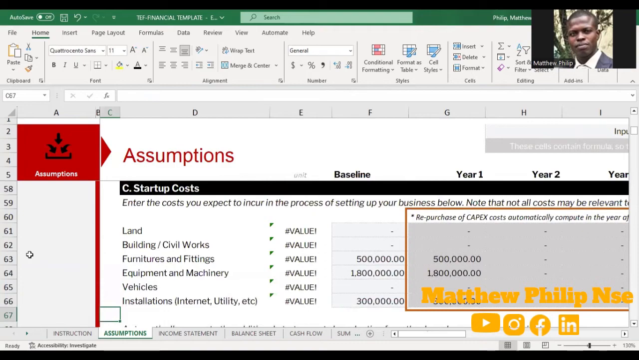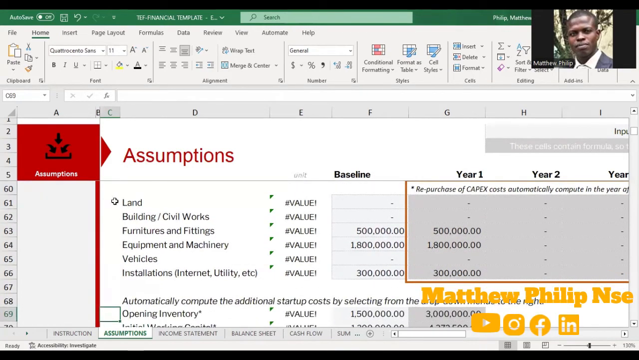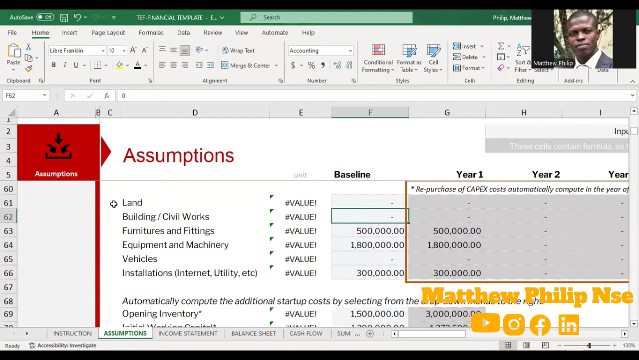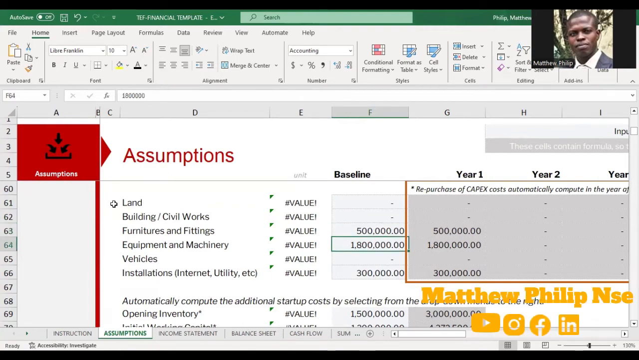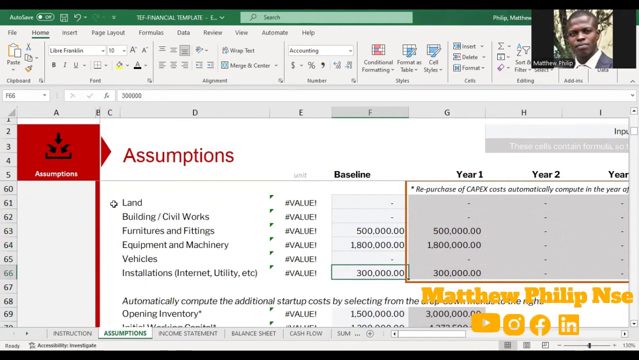In this segment, you'll be able to identify the total cost required to start your business or the total cost required to expand your business. For this person, he is not buying land, and there is no building and civil work budget. Furniture and fitting is budgeted at 500K. Equipment and machinery, 1.8 million. Vehicles, no budget. Installation and internet, 300,000 is budgeted.